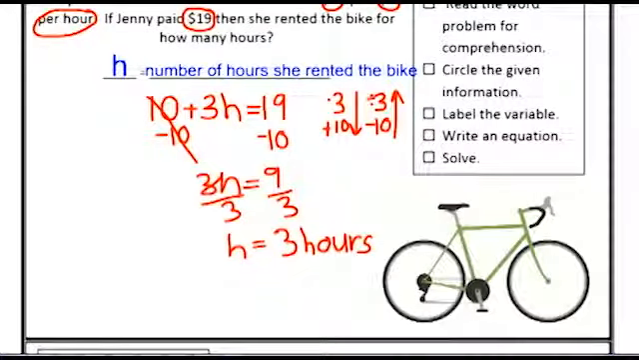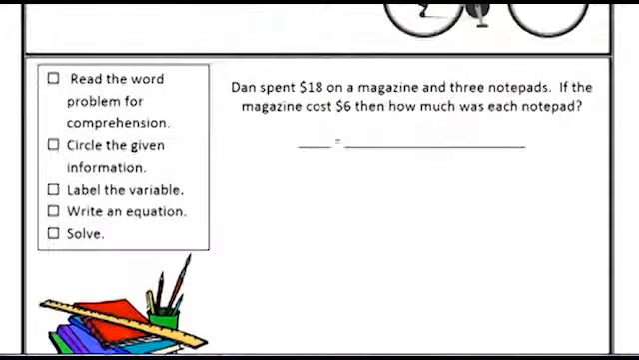Next problem. Dan spent $18 on a magazine and 3 notepads. If the magazine cost $6, how much was each notepad? So I read it for comprehension, and I'm going to try to summarize a little bit. So he spent a total of $18 on a magazine and 3 notepads. The magazine cost $6, so I only paid $6 once.